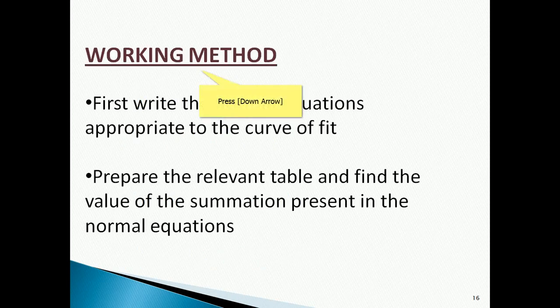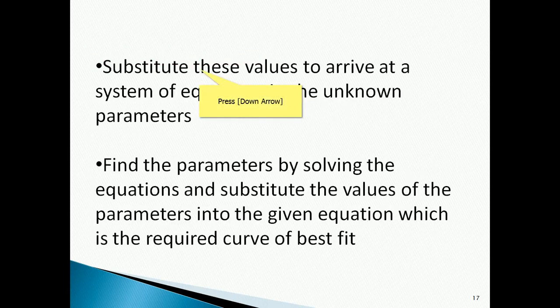Now, the working method for problems. First, we need to write down the appropriate normal equations for the curve to fit. Prepare the relevant table, meaning the sums we require: sum x, summation of y, summation of xy, summation of x square, etc. After finding those sums, put those values into the normal equations and we get simultaneous equations. By solving those simultaneous equations, we get the parameter values a, b or a, b, c. Substitute those values into the given required curve.